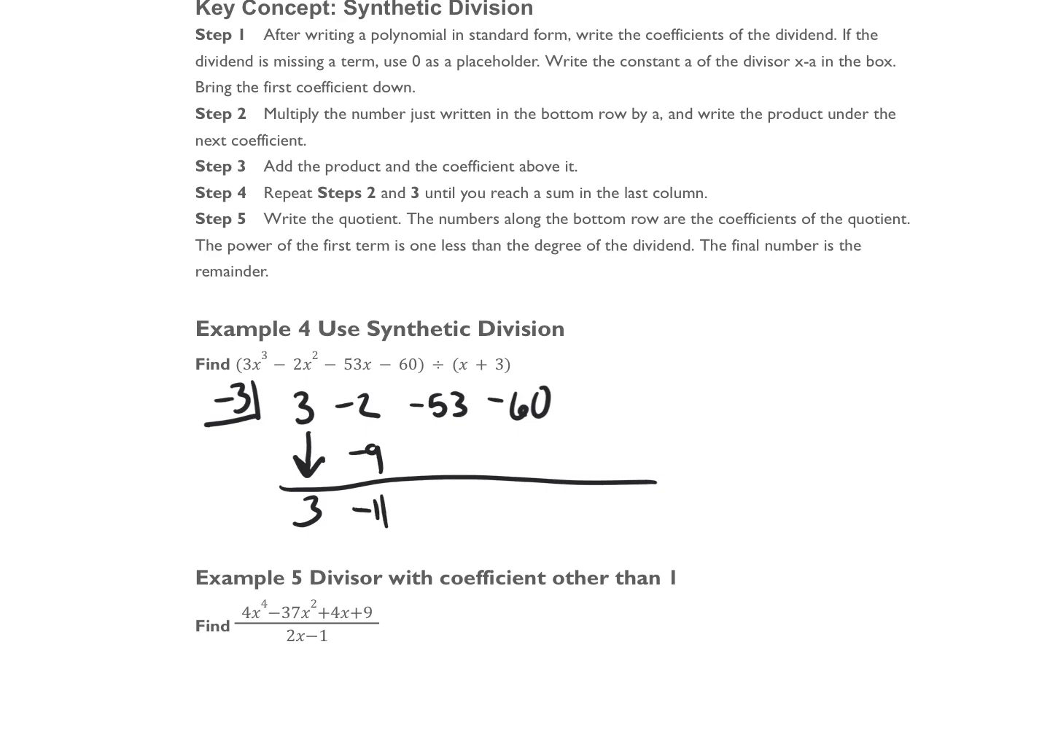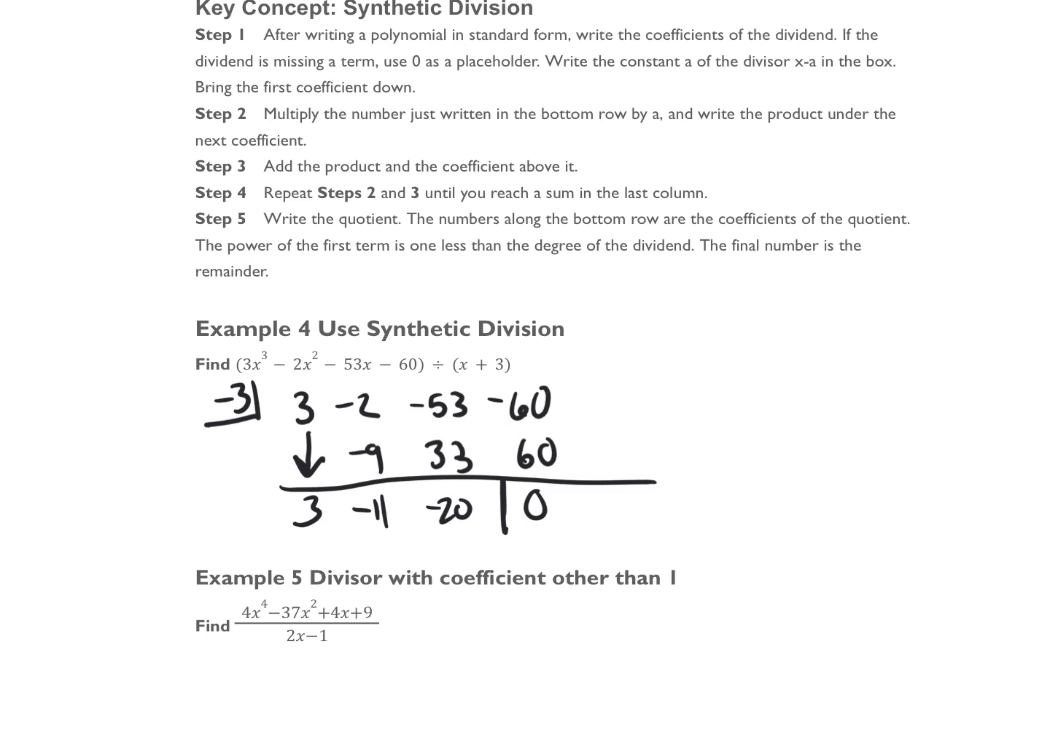Then we're going to multiply again. Negative 3 times negative 11 is positive 33. Then we're going to add again. Negative 53 plus 33 is negative 20. Then we're going to multiply again. Negative 3 times negative 20 is positive 60. Then we're going to add again: 0. And we get 3, negative 11, and negative 20 with a 0 as a remainder. So I want you to go ahead and put a little line there in front of that last number.